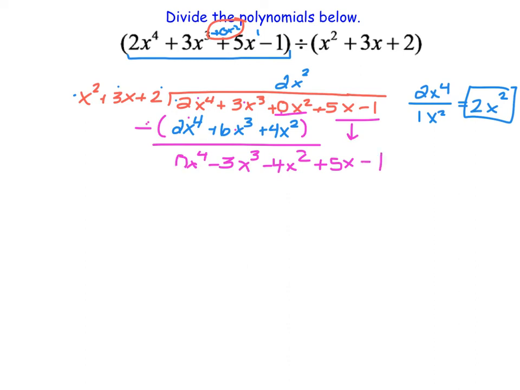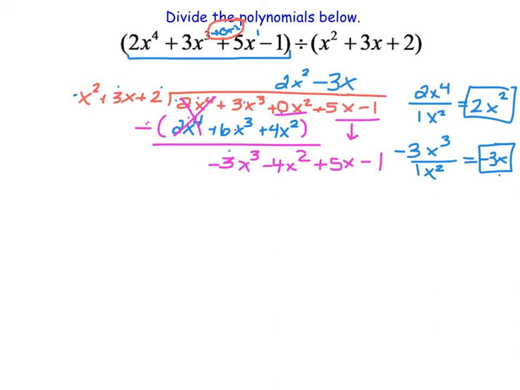And because this is just a 0 out in front here, you can erase it out of the problem now, since you do know for a fact that these cancel out. So we've now accounted for the x to the fourth term. So now we're going to move on to the x to the third term. So we're going to take negative 3x to the third, which is our new first term, and divide it by x squared. So negative 3 over 1 is negative 3. X cubed over x squared, we subtract the exponents, so we get negative 3x.